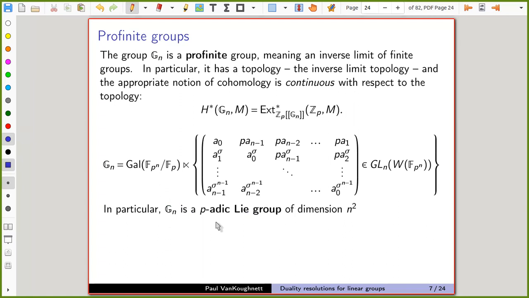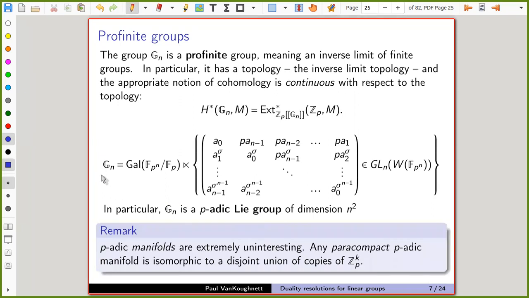If you've never thought about this concept before, it's exactly what you think it is. This is a topological group. It's locally isomorphic to Zp^(n^2) as a topological space. The transition maps between different copies of these are smooth, so it's a p-adic manifold. And the group operations are also smooth. If you haven't thought about these much before, there's a reason why, which is that mostly they're pretty boring. If we forget about the group structure, p-adic manifolds are very uninteresting.